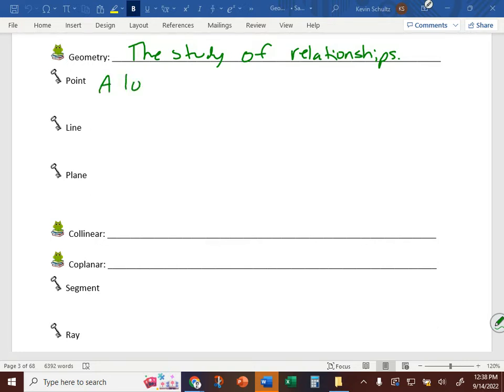And a point is a location in space. Not the space, the outer space, but just space, okay? And a point is notated with a dot and a capital letter. Labeling, you will come to find, is extremely important in geometry because you can describe things with words. You can also describe them with labels, okay? And labeling, sometimes you use capital letters, sometimes you use lowercase. It's really important to pay attention to how something is labeled. So it's a location in space and point A.